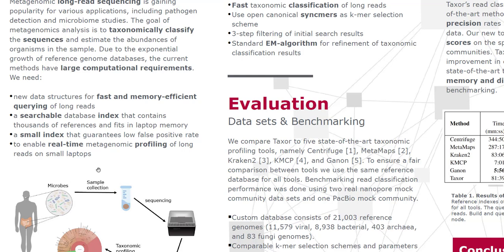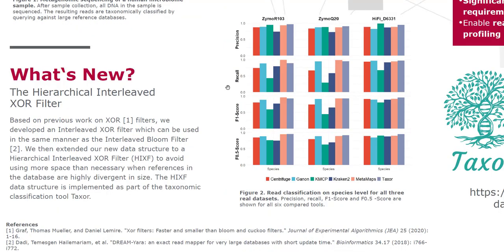This searchable database index should be able to contain thousands of references, but also fit into the memory of a laptop. And we need a small index that also guarantees a low false positive rate. At the end, it would be nice if we could enable real-time metagenomic profiling of long reads even on small laptops. In order to achieve these goals, we developed a new data structure that we call hierarchical interleaved XOR filter.